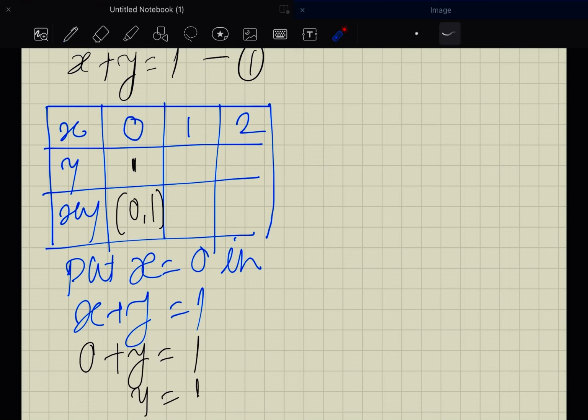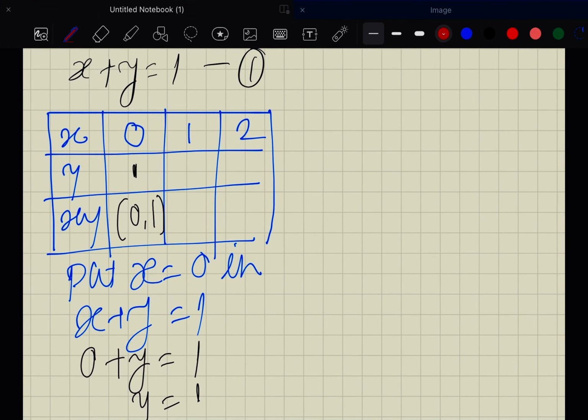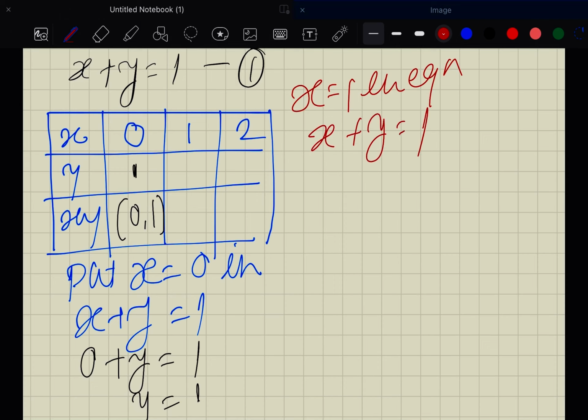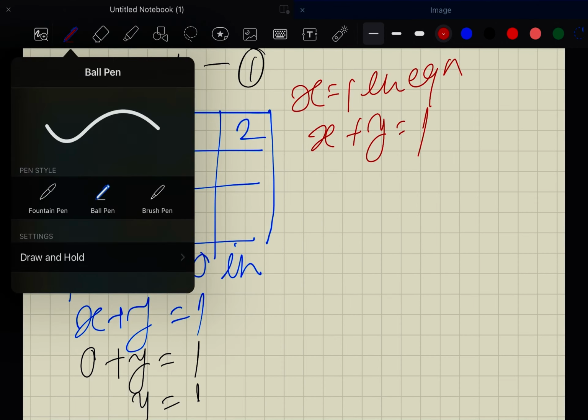Next thing, let's see the second condition. x is equal to 1. So put x is equal to 1 in the equation. We have to put it in equation number 1. So what is our equation? Our equation is x plus y is equal to 1. Next.